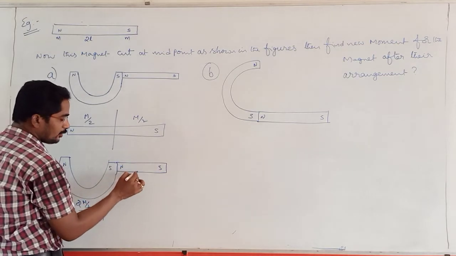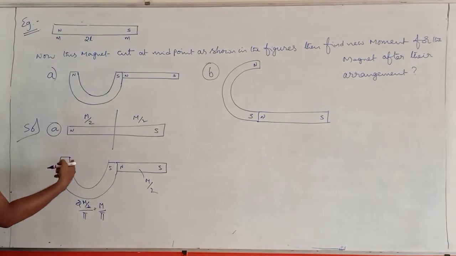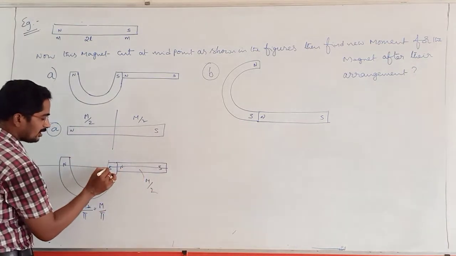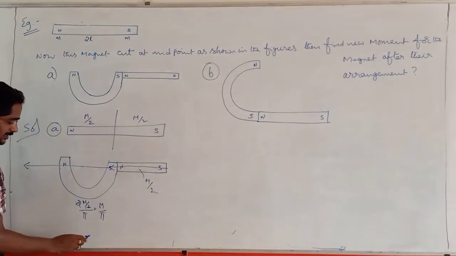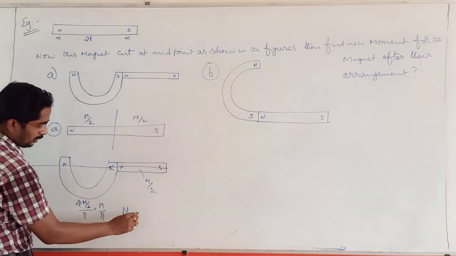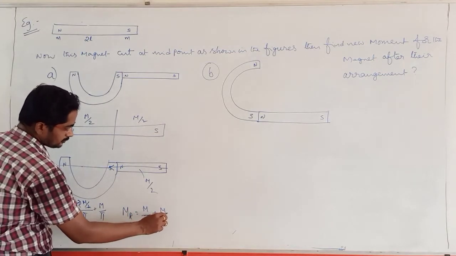Its moment value here is M by 2. Then what is its moment direction here? South to north. And the other moment direction is also south to north. So both are in the same direction. So the resultant magnetic moment is equal to M by pi plus M by 2.